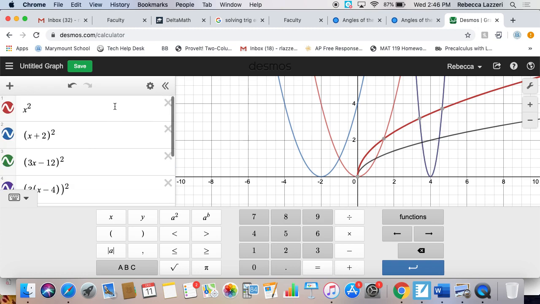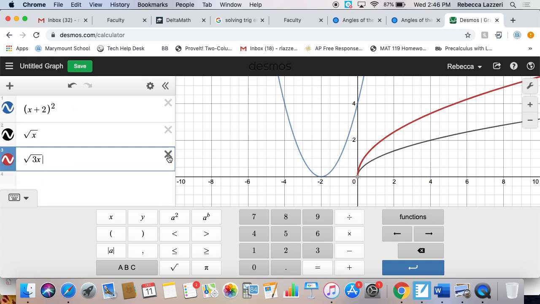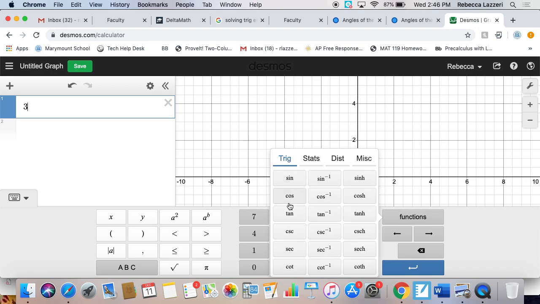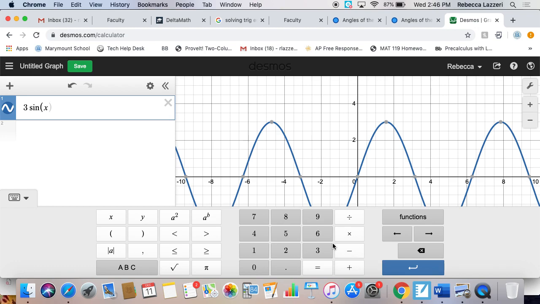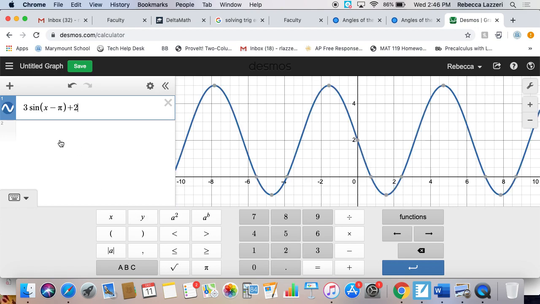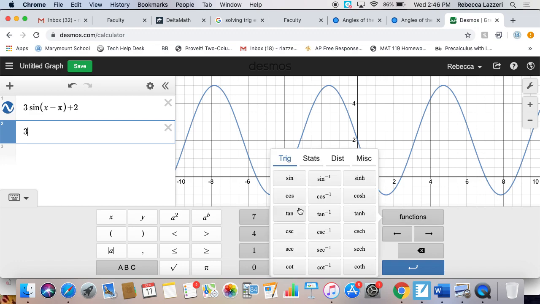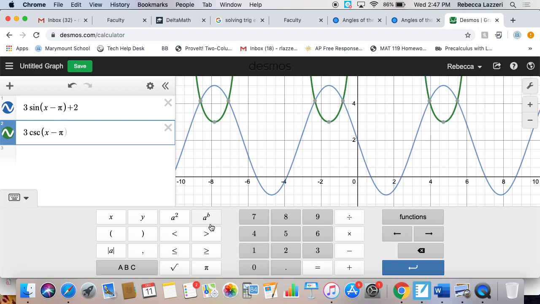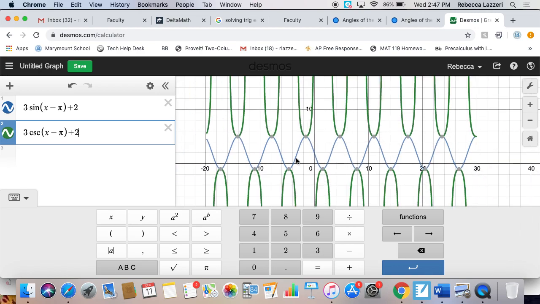All right, so let me get rid of these. All right, so if I graph 3 sine x minus pi plus 2, okay? Did everybody see that? Now I'm going to graph 3, what's the reciprocal of sine? Cosecant x minus pi plus 2.